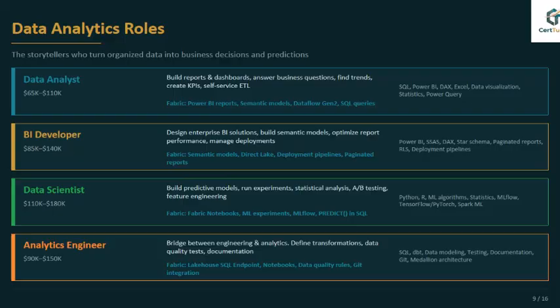Analytical engineers are a bridge between the data engineering and the analytical side. They define the transformation, data quality tests, and documentation. They are mostly involved in SQL, databases, data modeling, testing, documentation, Git handling, and Medallion architectures. With respect to Microsoft Fabric, they will be working in Lakehouse SQL endpoint, notebooks, data quality rules, and Git integrations.